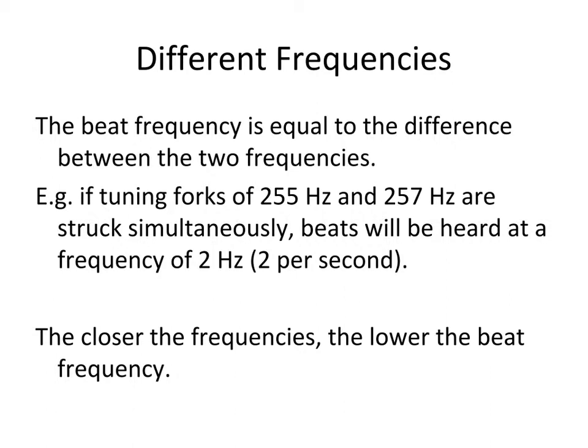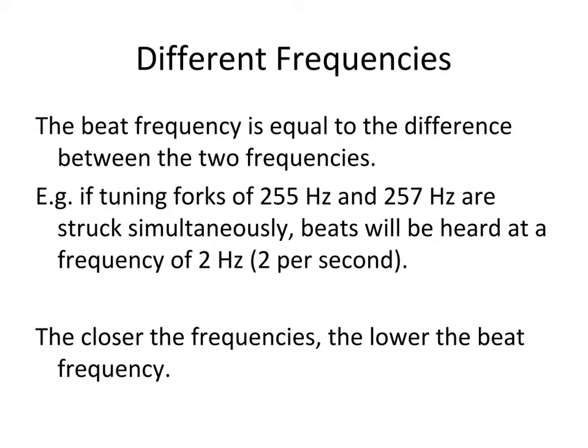So, if tuning forks of 255 Hz and 257 Hz are struck simultaneously, then beats will be heard at a frequency of 2 Hz, or in other words, 2 beats per second. The closer the frequencies are, the lower the beat frequency will be. So if you're tuning your guitar string, you want to hear those beats less frequently.